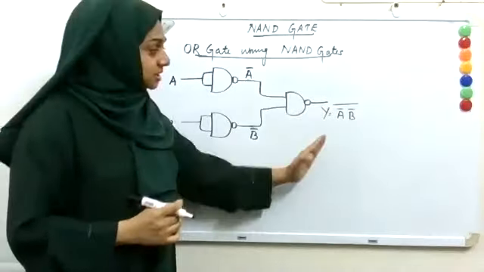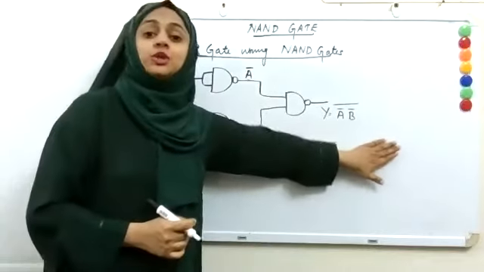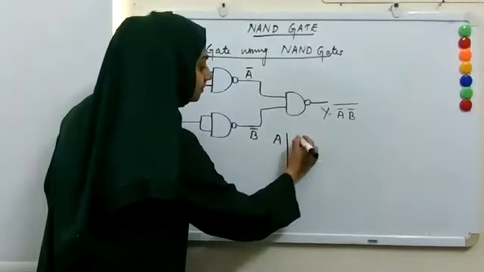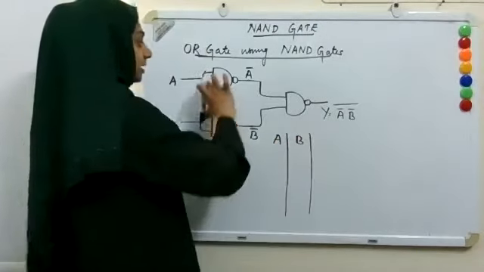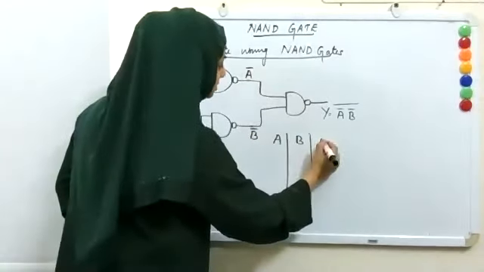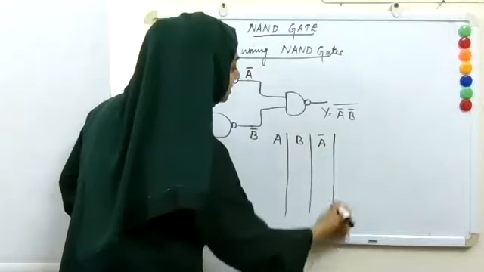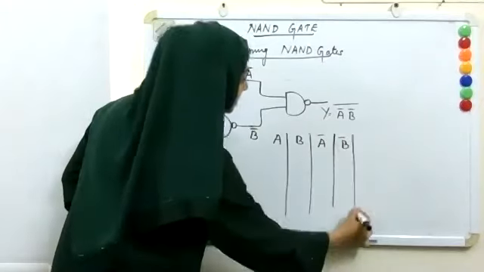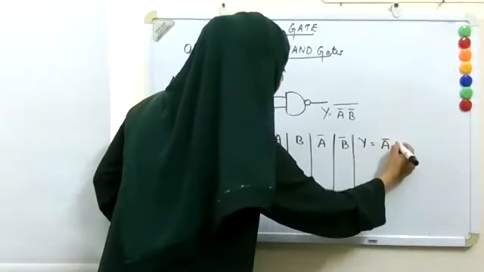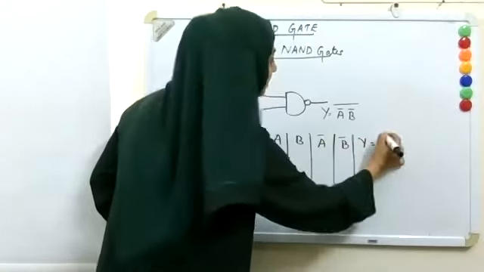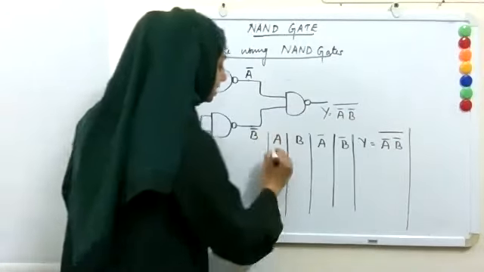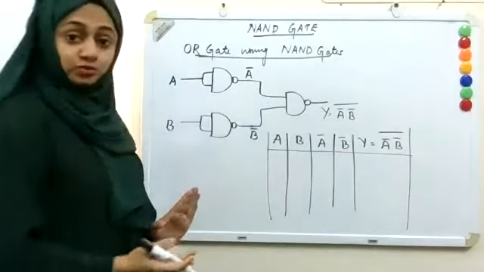Okay. Now let us see with values what this output will be. So what are the inputs? A, B, then what happens? It comes out as A bar and B bar, right? So let me also write A bar, B bar, and then the final output will be equal to A bar and B bar, the whole bar. So let us see how the final output will look.